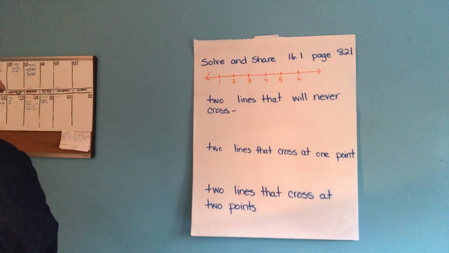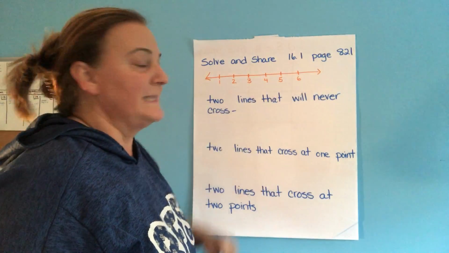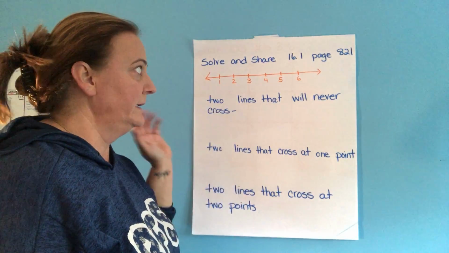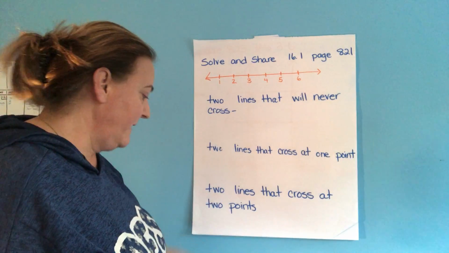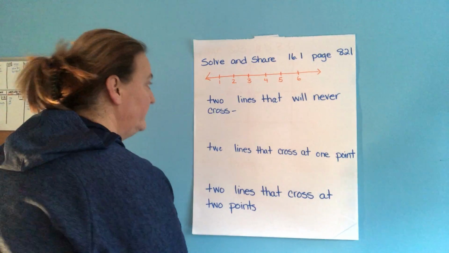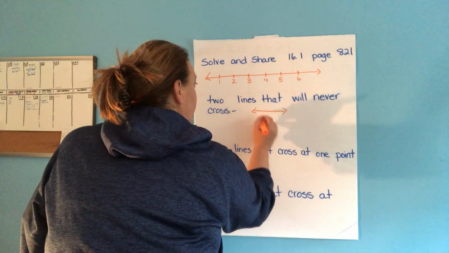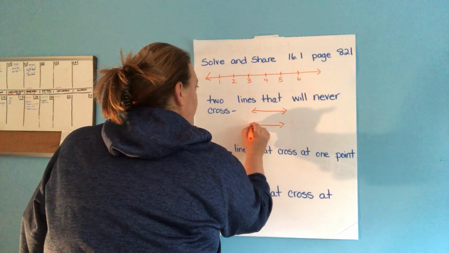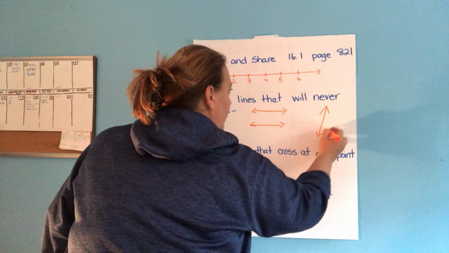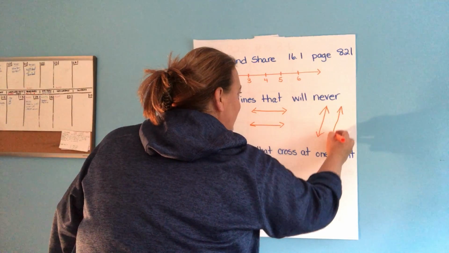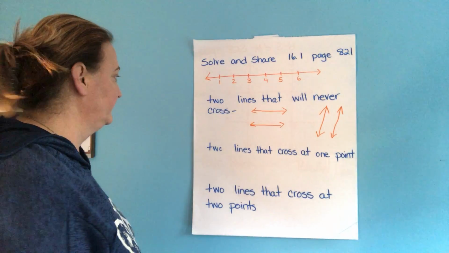So our solve and share is showing you that this is representing a line. It's a straight line, it goes on in both directions. Two lines that will never cross. It's asking you to draw two lines that will never cross. So, it would be something like this. Okay, could they go this way? As long as they're next to each other and parallel, yes, they don't have a chance of crossing.